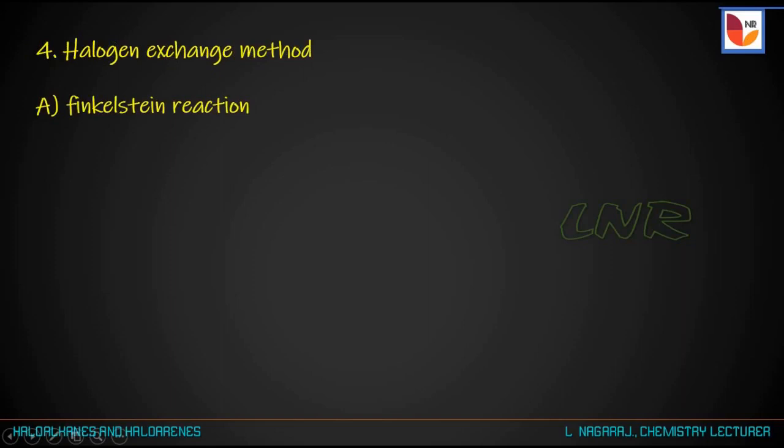Next method, that is the halogen exchange method. The name itself indicates that there is an exchange of one halogen by another halogen, in which there are two important methods. One is the Finkelstein reaction, another one is the Swarts reaction. Let us see them one by one.